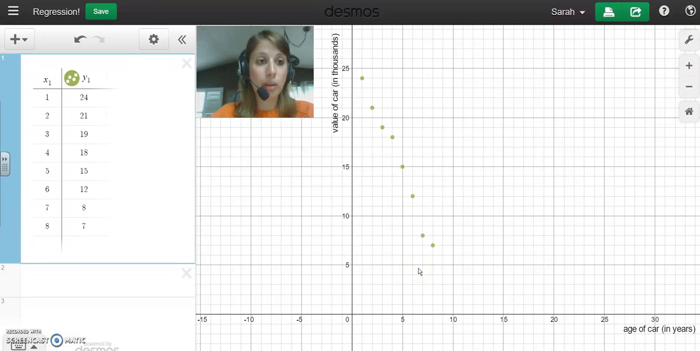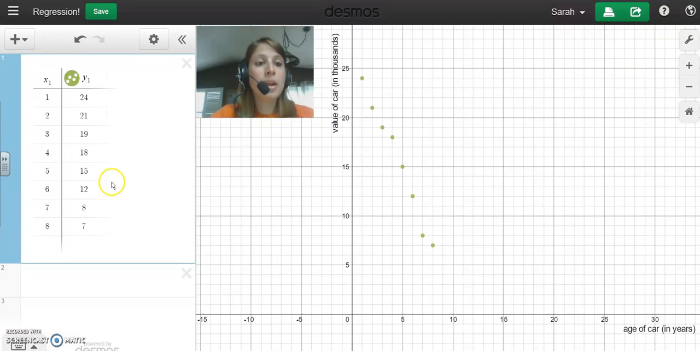Then I would show them how to use regression to find out what type of relationship best fits this data. In Algebra 1, my students learn about linear functions, quadratic functions, and exponential functions. So let's learn how to do regression for all three types of functions. Let's start with linear regression.